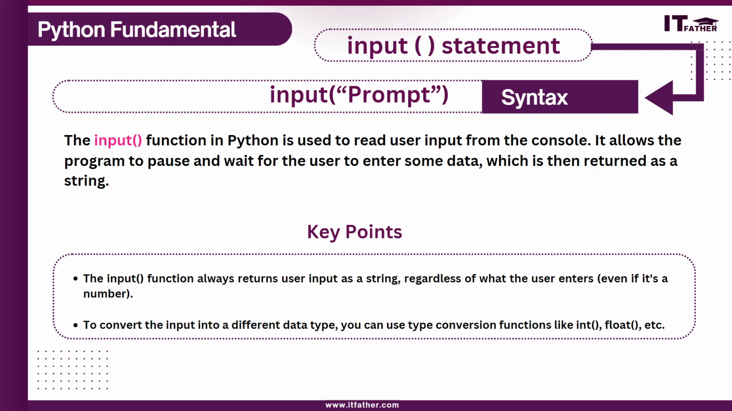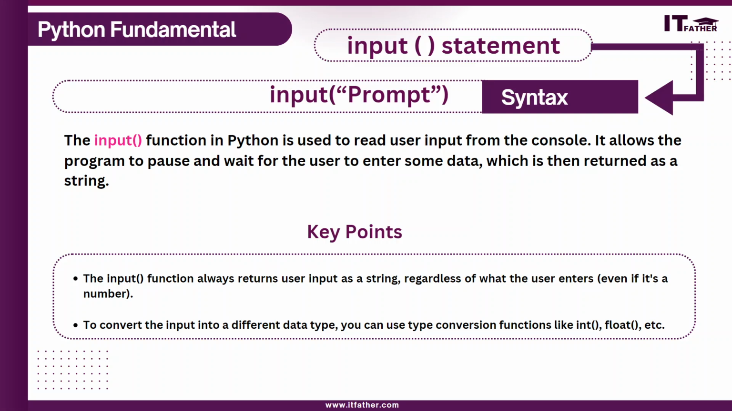So Python provides the input statement, or you can say the input function, which is used to read input data from the user from the console. It also allows the program to pause and wait for the user to enter some data, which is then returned as a string. This is important to note down. Key points: the input function always returns the user's input as a string, regardless of what data the user is entering. Whether you enter a number, a floating point number, a character, a list or a tuple, it will convert everything into a string by default.